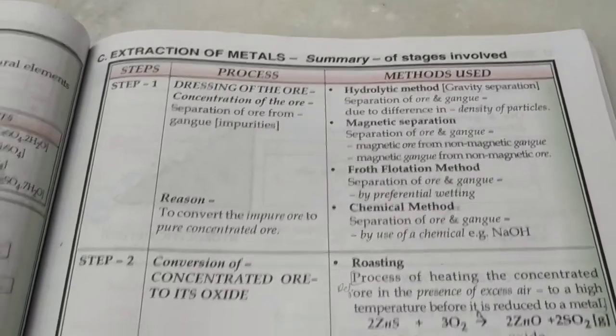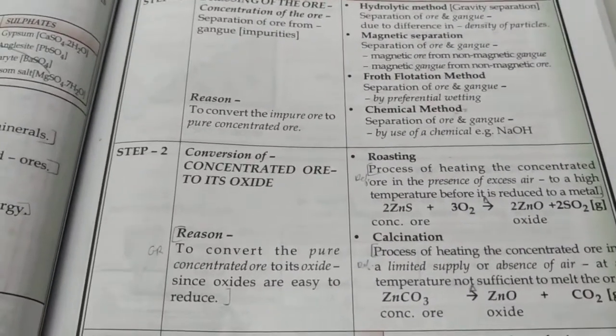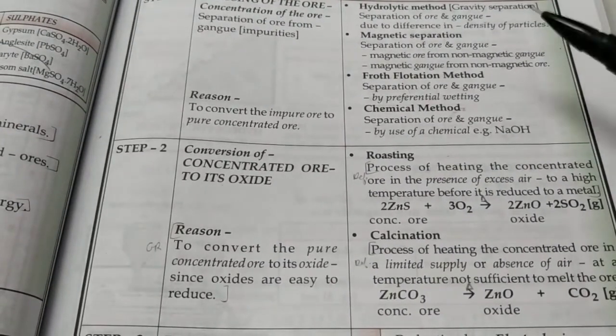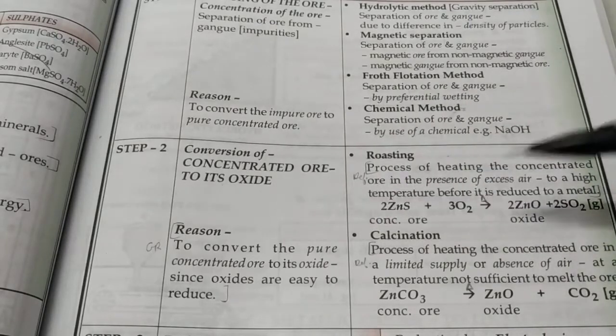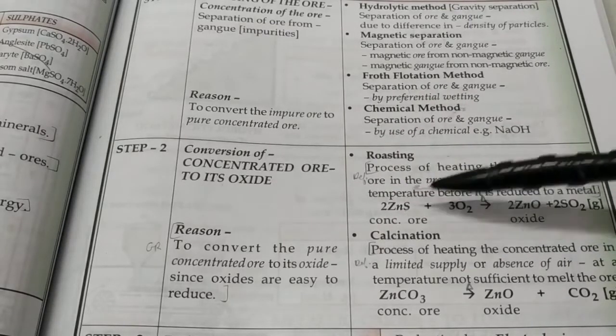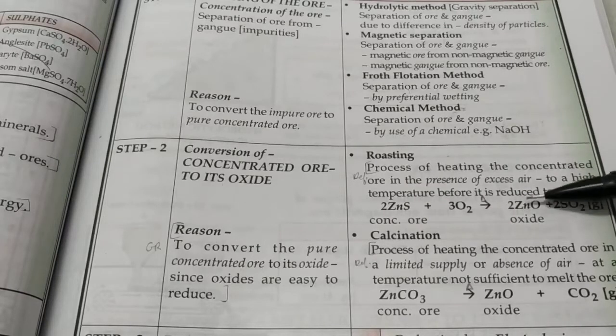The second step is conversion of the concentrated ore that we just concentrated into its oxide. For example, if you have zinc sulfide, then first let's convert it to zinc oxide, because it is easy to extract zinc from its oxide.